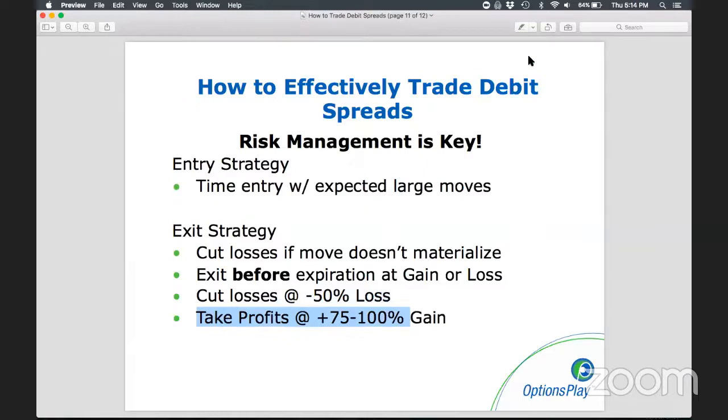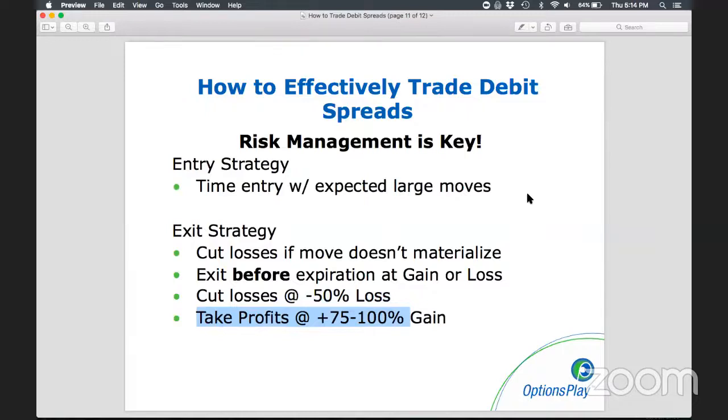if you hold it to expiration, time decay is going to continuously work against you. And that time decay is just going to accelerate as you get closer and closer to expiration. You don't want that to happen. You want to maximize your exposure while minimizing time decay. The only way of doing that is to exit that trade prior to expiration.